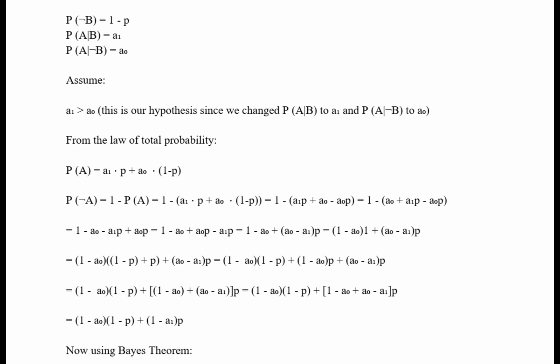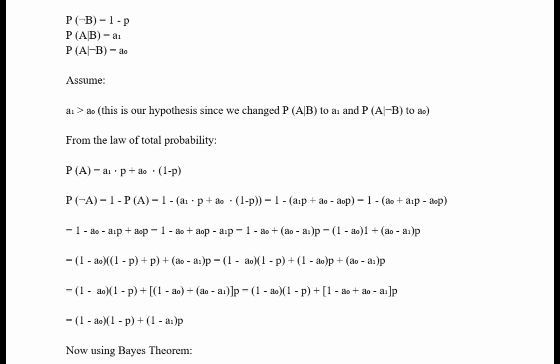Next thing I do is I then switch the order of the A1P and the A0P, right? And I'm allowed to do this because it's going to equal the exact same thing, whatever order it is in. So the next equal sign is going to be 1 minus A0 plus A0P minus A1P. Now that I have it in this form, I can then group the A0P and the negative A1P, and then I can factor out the P.